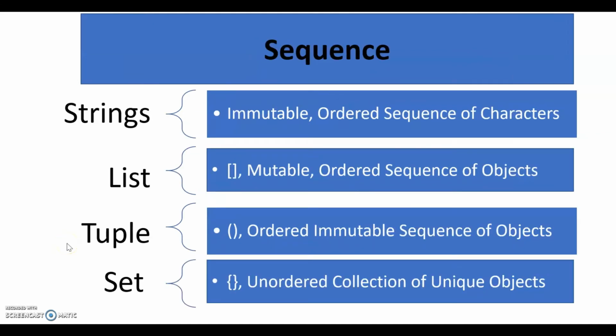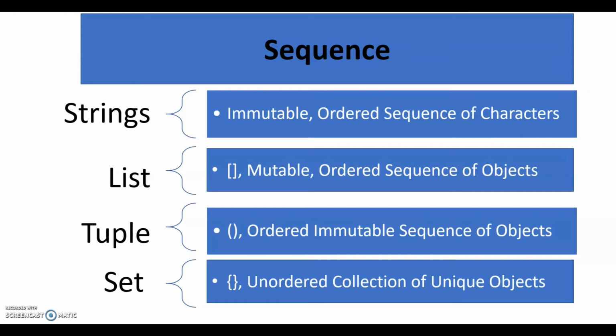Then strings, list, tuple and set all come under the category of sequence data types. Strings, we have already discussed strings as well as list in my last video. You can get some basic concepts from there. Strings are immutable. By immutable here I mean we can't change the value inside the string. They are an ordered sequence of characters. Lists are represented with square brackets and they are mutable. We can change the value inside the list. They are also an ordered sequence of objects.